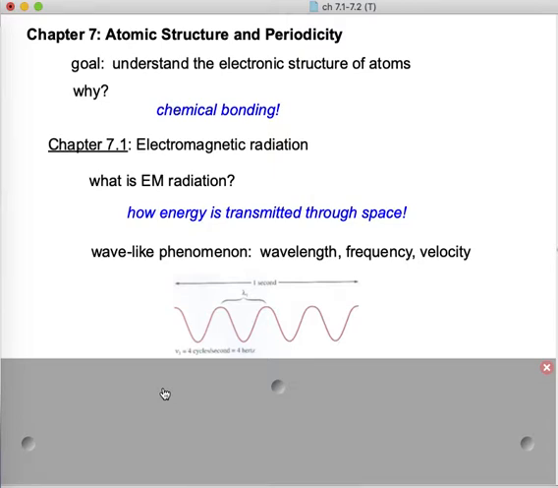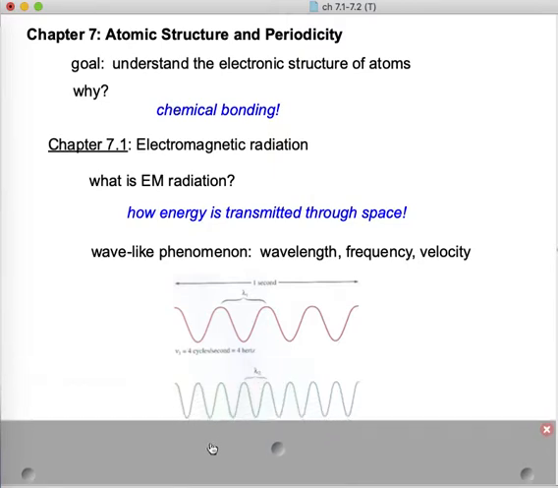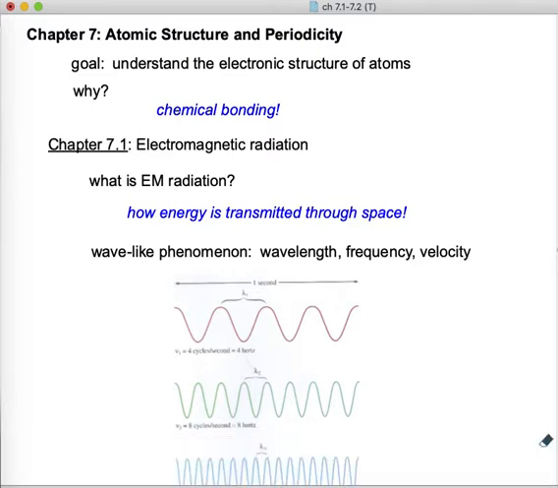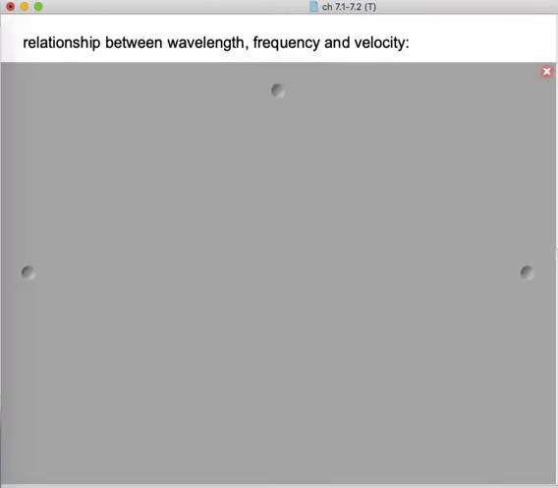Now, if I were to shorten the wavelength from lambda 1 to lambda 2, in fact, shrink it by 1/2, I see that the frequency increases from 4 cycles per second to 8, and likewise, I can go even further. That tells us the relationship between wavelength and frequency. They are, in fact, inversely proportional. We saw in the previous slide that as the wavelength gets shorter, the frequency gets bigger, as long as the velocity is being held constant.